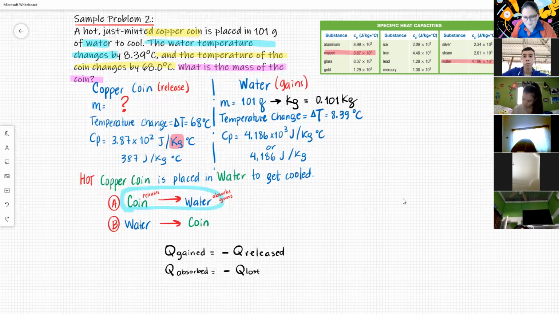Now remember, what is the substance that absorbs energy or that gains energy? Gain or absorb? Which one gains or absorbs energy? It is written over there. Water. Q of water is going to be equal to the negative Q, the one who releases, that is the coin. Okay, and with this, you basically did half of the problem.